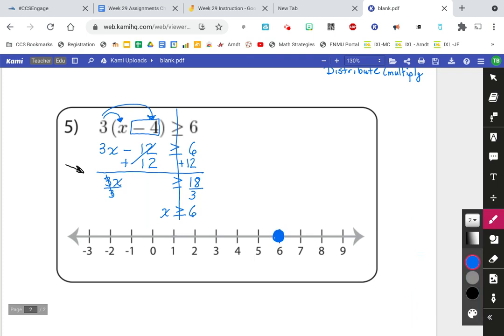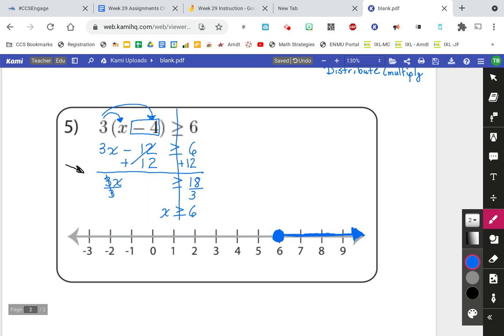Okay? And then I need to mark all numbers on my number line that are greater than 6. So let's see, 6.1 is greater than 6, 6.2, 6.3, 7, 7.1, 7.5, 7.75, 8, 8.5, 8.75, 9. All of this is greater than 6. All of this makes it true. So that is my graph, a closed circle at 6 and an arrow going to the right.